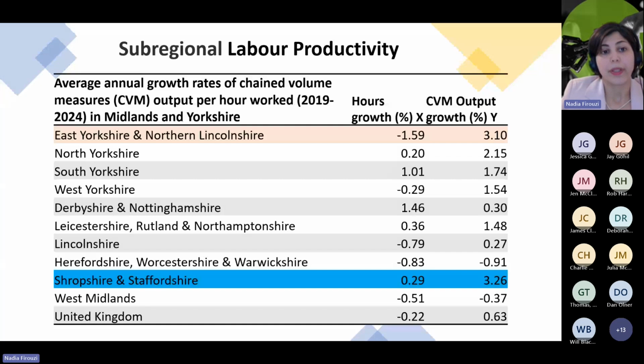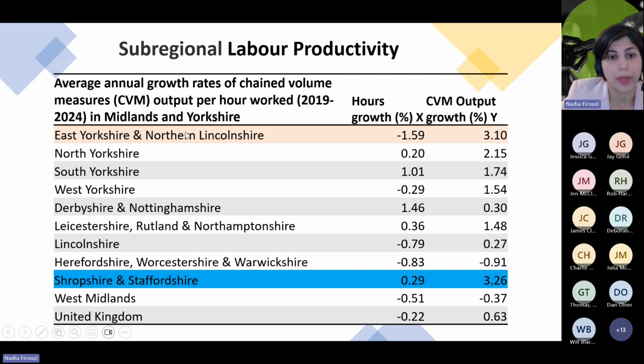Just to explain the previous chart in more detail, I also have the table here, and this table presents the average rates of growth of productivity for sub-regions. We have two columns. The first one is the change in hours that workers work, and the second one is the change in output, the output growth. As you see, these two highlighted are the biggest positive change in productivity.